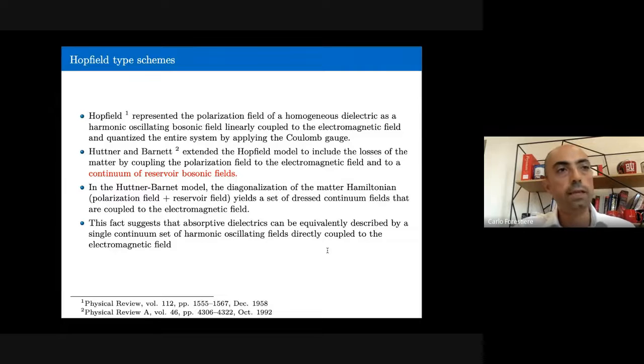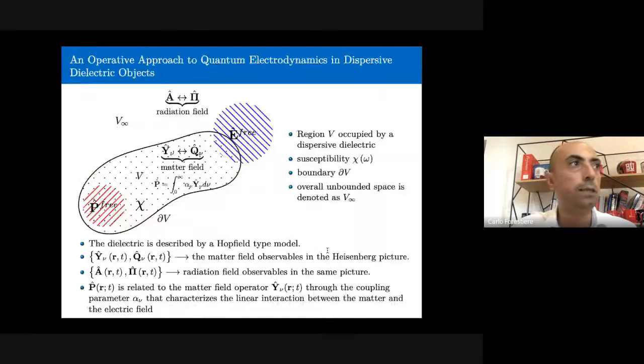These approaches were later generalized, and in particular, papers by Sipe and Philbin introduced just one field that was able to describe both the polarization and the losses, so just one field.